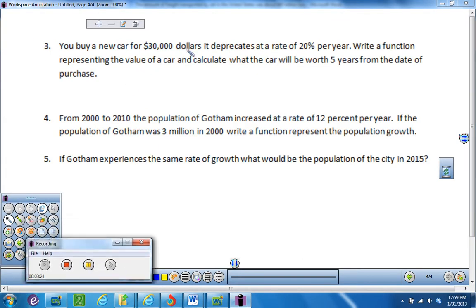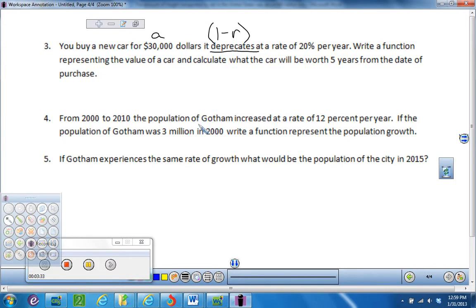Alright, in question 3, we bought a new car for $30,000. It depreciated, so that's going to be a decrease. So we're going to have a 1 minus r. This is what we started out with, the value of the car, and then our rate is 20%. So we're going to move it over 2 places, so it's going to be 0.2.